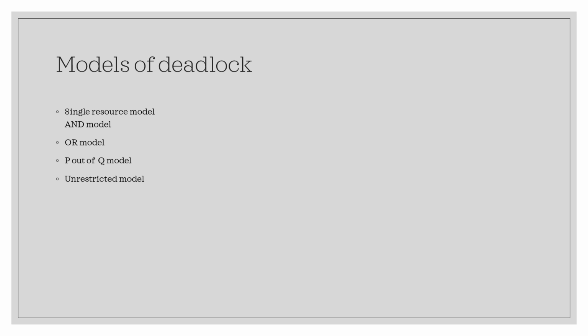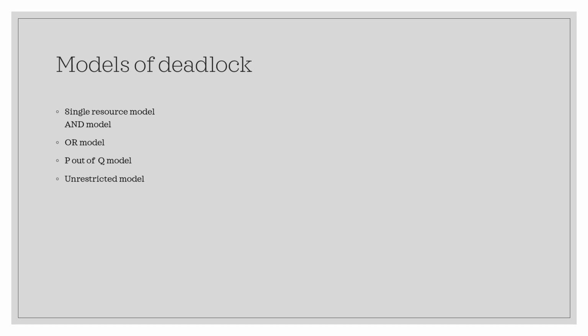Next, models of deadlock. The models of deadlocks are explained based on their hierarchy. The diagram illustrates the working of the deadlock model. So we can say that there are passive processes that have already acquired the resources, and active processes that are waiting for resources. So we have two kinds of processes: either it will wait for the resource, or it already has the resource in its hands. Several models are there: AND model, OR model, P out of Q model, and unrestricted model.